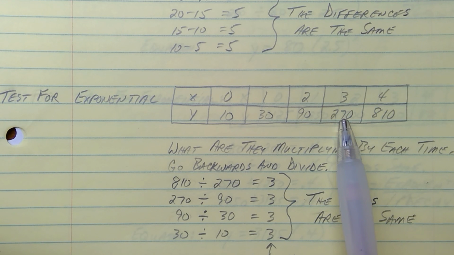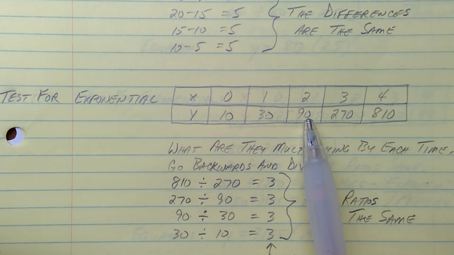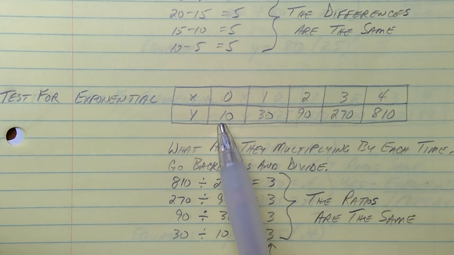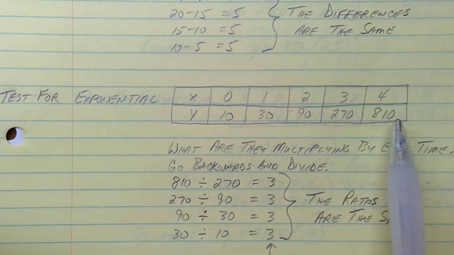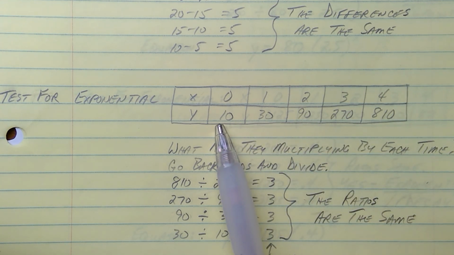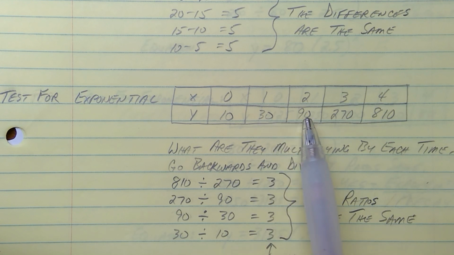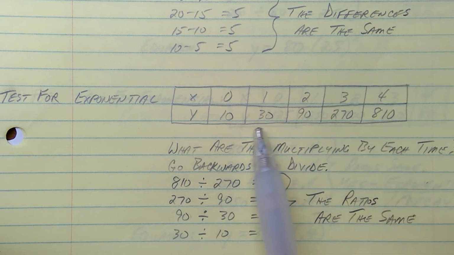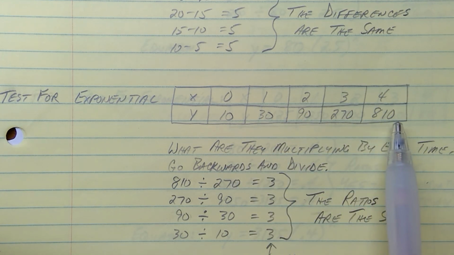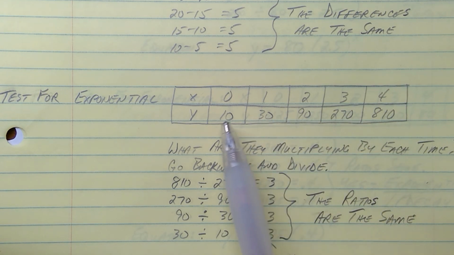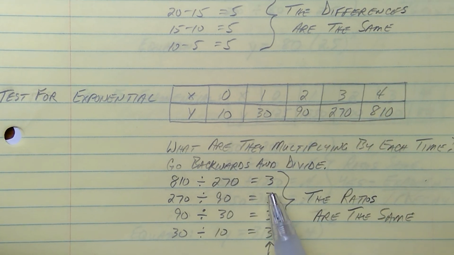810 divided by 270 is 3. 270 divided by 90 is 3. 90 divided by 30 is 3. 30 divided by 10 is 3. Going backwards, they're dividing by 3 each time, which means going forwards, they're multiplying by 3 each time. That's how you figure out what they're multiplying by. Start at the back end and divide, divide, divide. So every time we divided, we got 3.